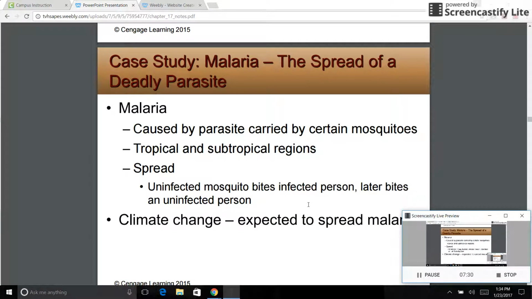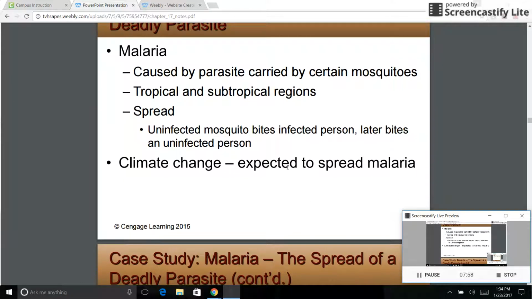Our parasite example is malaria, caused by a parasite. Specifically, it's a protozoan, Plasmodium. This is a tropical and subtropical disease. It is not something that spreads person to person, I guess technically, but it has to be carried by a vector, a mosquito, specifically a species called Anopheles, that bites an infected person, picks that up in their blood, and then can transfer it to somebody else.